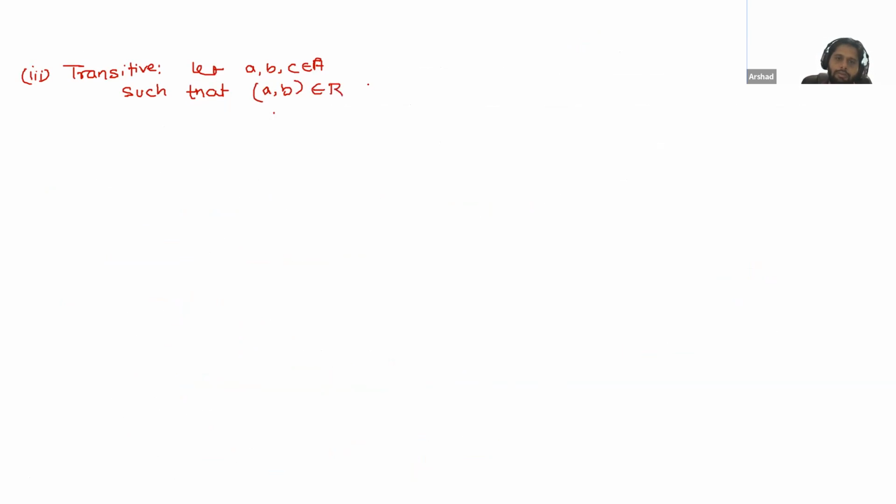Okay, so transitive, let a, b, c belong to A such that we assume two values such that (a, b) belongs to R and (b, c) belongs to R. So what does this mean? This means a minus b is a multiple of 4.